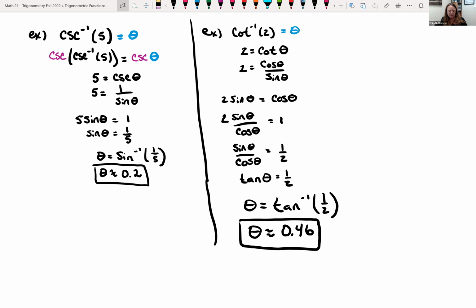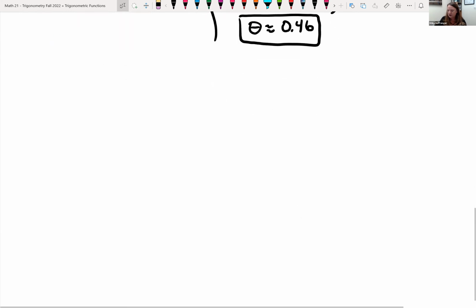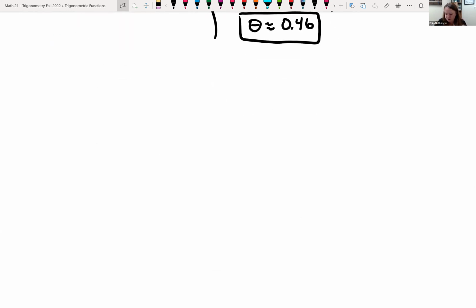Okay, so let's look at some other examples where we're having a composition of multiple trigonometric functions, one with an original trig function and one with an inverse trig function. So let's say that you had sine of cosine inverse of 1/2.